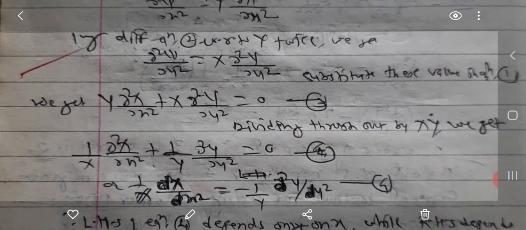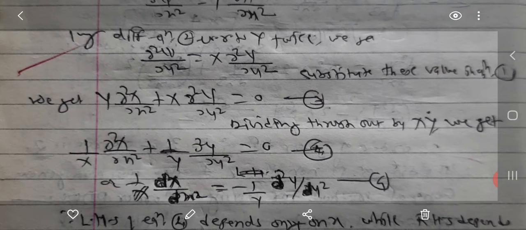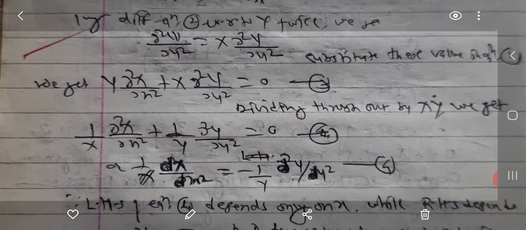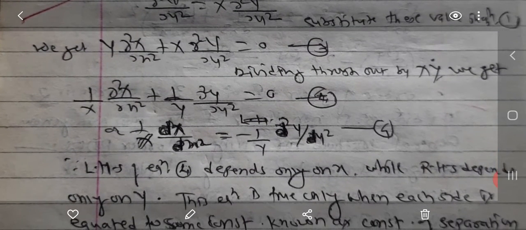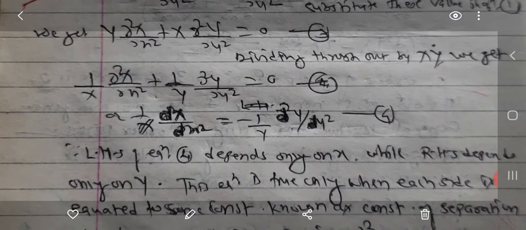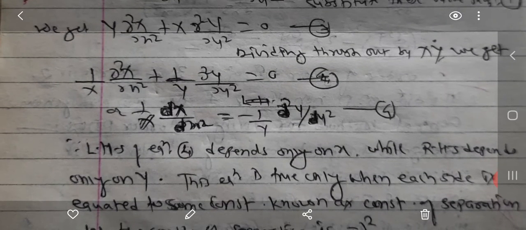And substituting these values in equation 1, we get Y d square X by dx square plus X d square Y by dy square equal to 0, which is equation 3. Dividing throughout by XY, we get 1 upon X d square X by dx square plus 1 upon Y d square Y by dy square equal to 0.